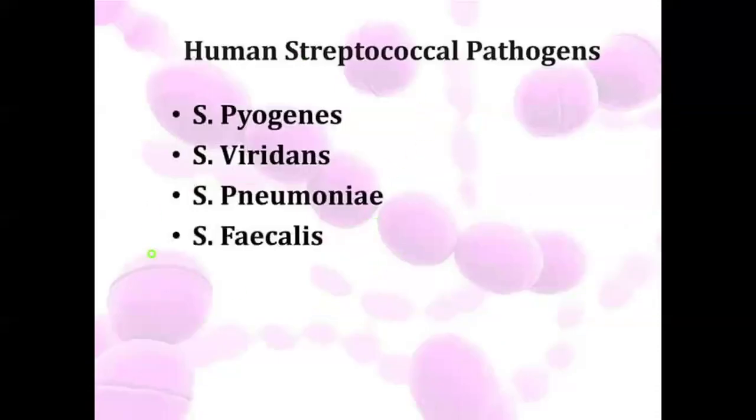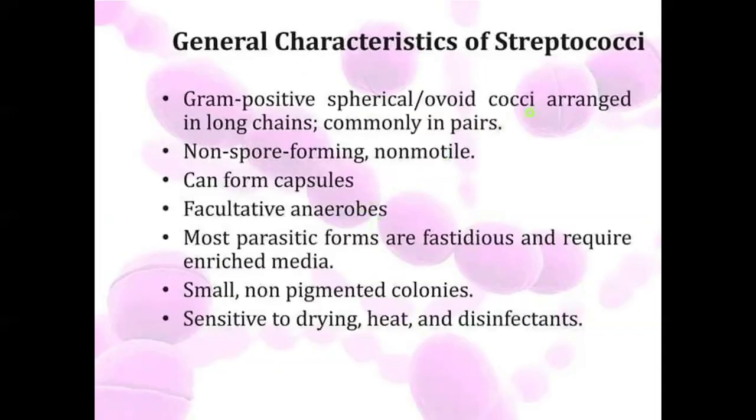Okay, so these are the most important. We're going to learn about them. We start with the general characteristics of all the streptococci. Number one, they are gram-positive, cocci arranged in long chains, commonly in pairs. Number two, non-spore forming. So what are the only two spore-forming bacteria that I told you last time? Answers in the chat. What is the function of a spore, and what are the two spore-forming bacteria?